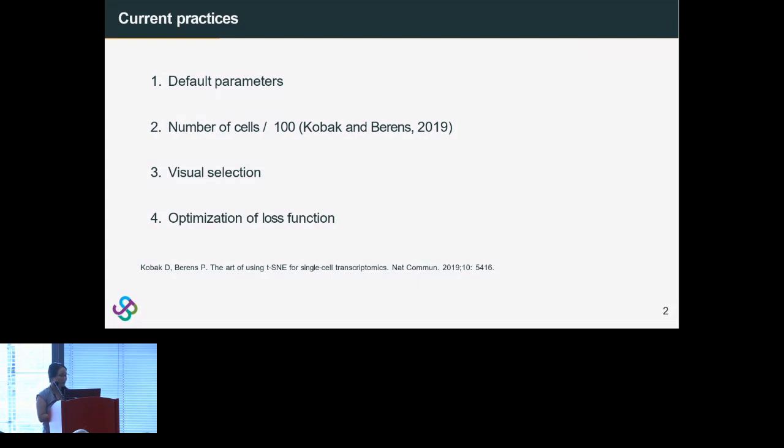There are some algorithms that attempt to optimize a loss function over a range of hyperparameter settings, but most of these methods are only designed for t-SNE and or UMAP, and so they can't be used to compare across dimension reduction methods, and they may not work for all methods.